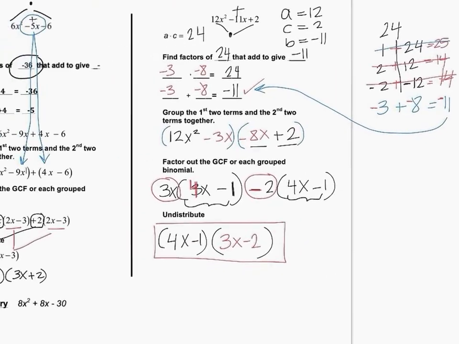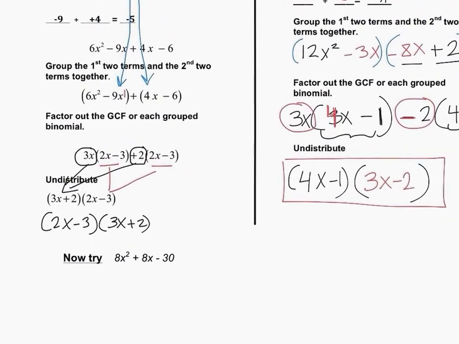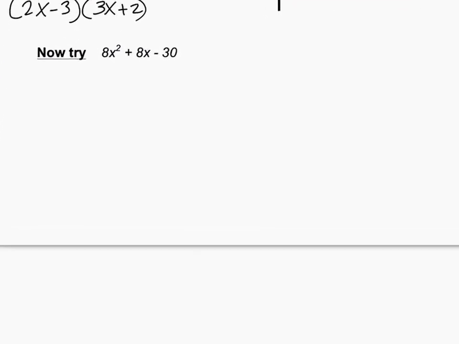Now please pause the video and try this one on your own. Just remember, check if there's a GCF first. Factor out the GCF and then factor the trinomial using the grouping method, since I didn't teach you any other method yet.